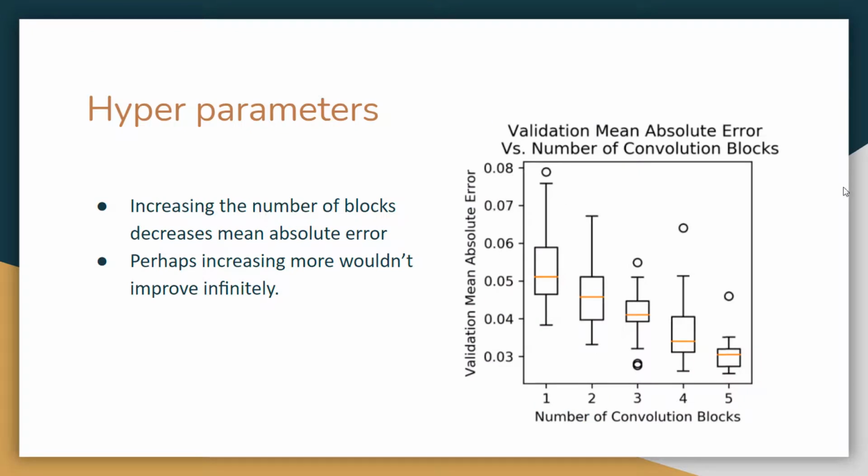So we can see here, for example, that the error when you have more and more convolution blocks goes down. Now this will probably plateau, but we can see that overall you can get pretty close to 0 with a validation mean absolute error. This is normalized, but still even in absolute numbers can get pretty low.